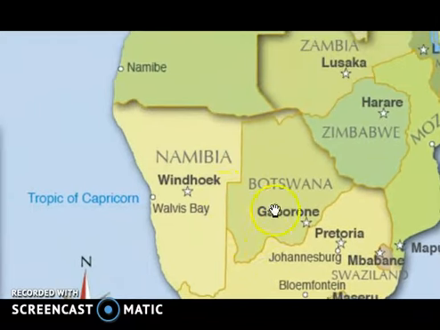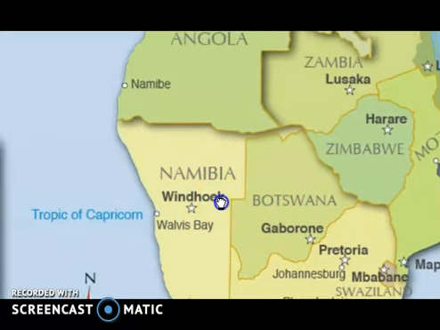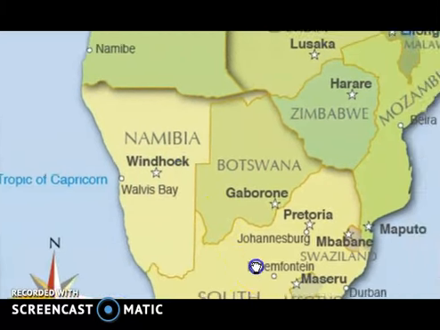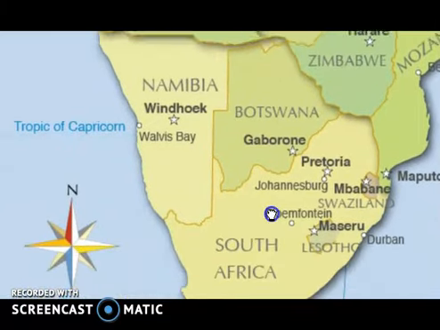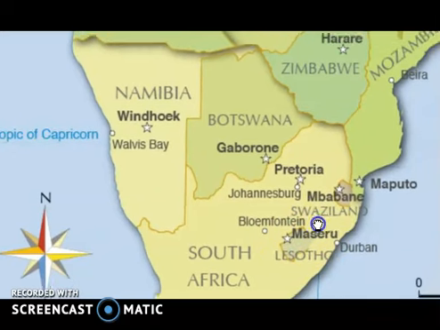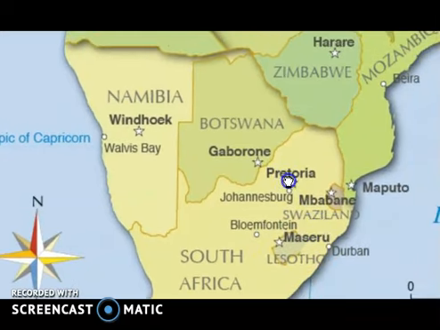Now we will head towards Botswana, Namibia. Botswana's capital is Gaborone, Namibia, Windhoek. In these three countries, Namibia, Botswana, and South Africa, the Kalahari Desert is located, and the River Orange flows through this Kalahari Desert. This is Lesotho, completely enclaved by South Africa. This is Swaziland. This is also a landlocked country.